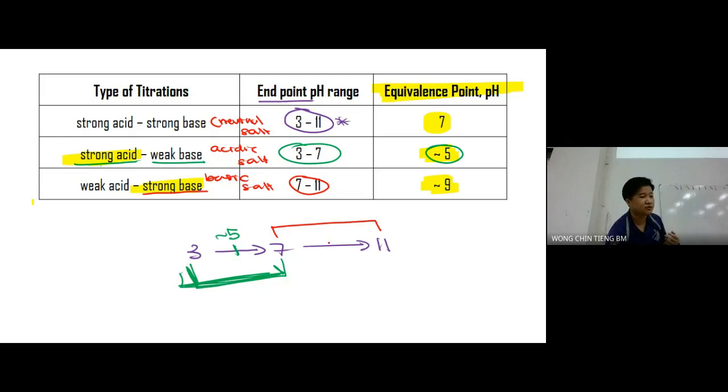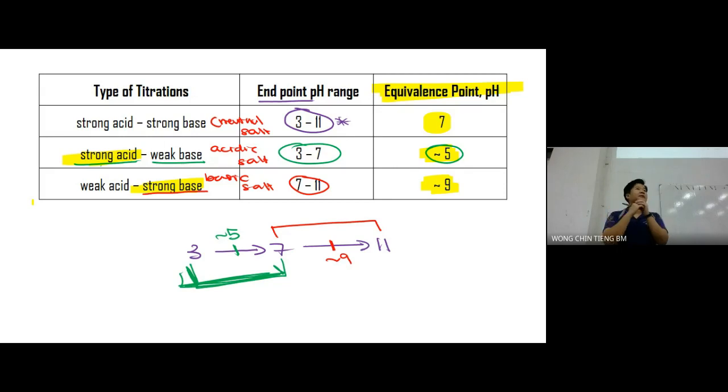Alright, and then 7 hingga 11, nampak tak tengah ada 9? See that? Alright, so what I'm trying to show you, endpoint is a pH range. Look at my word. It's a pH range. Satu, range panggil apa? Jarak, julat. Whatever it is, it's a range. So it's a range mean you have an area, betul?